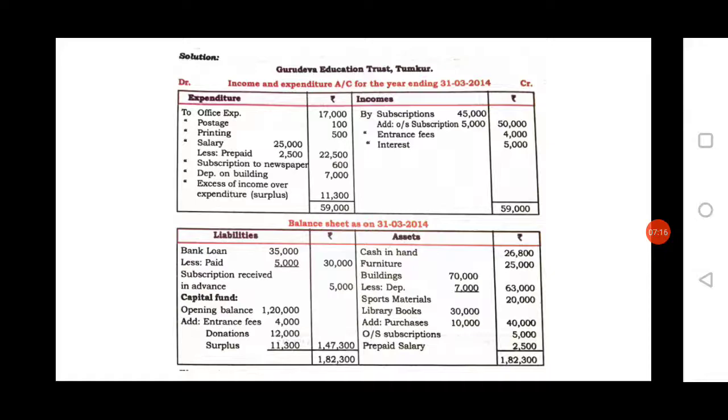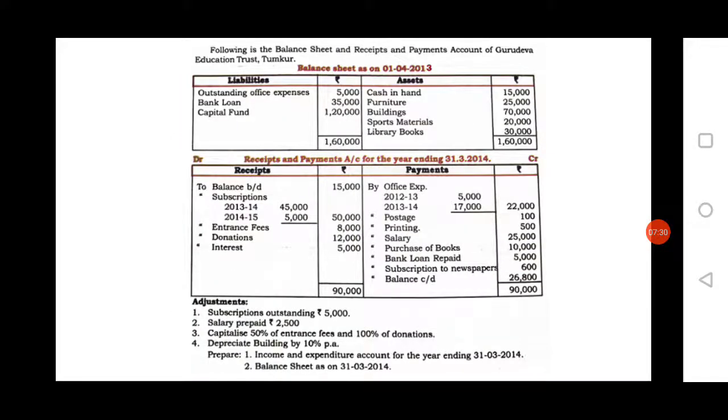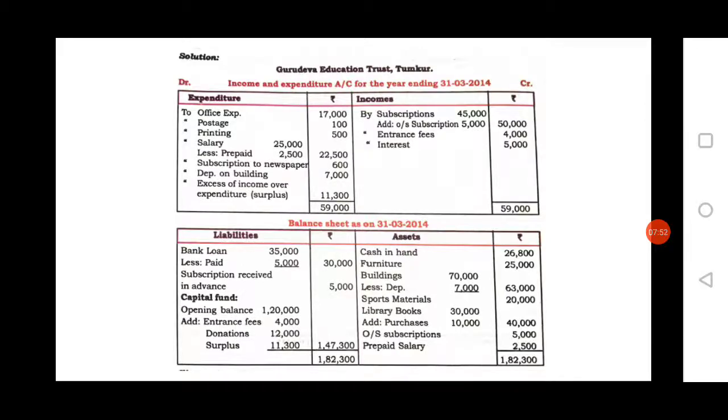Next, you have to prepare the balance sheet. While preparing the current year's balance sheet, that is on 31st March 2014, you have to refer to the opening balance sheet. Here in the opening balance sheet they have given on the asset side cash in hand 15,000, that is of last year. Current year's cash in hand is given as the last item on the payment side, balance carried down 26,800. That should be recorded on the asset side, cash in hand 26,800.